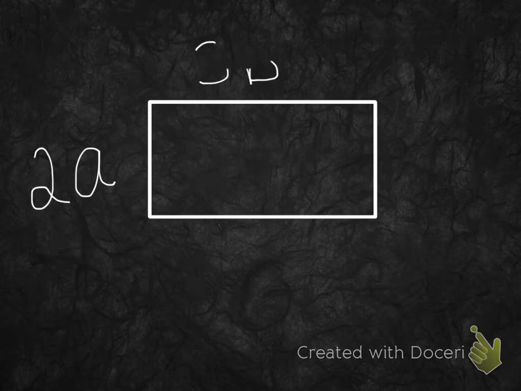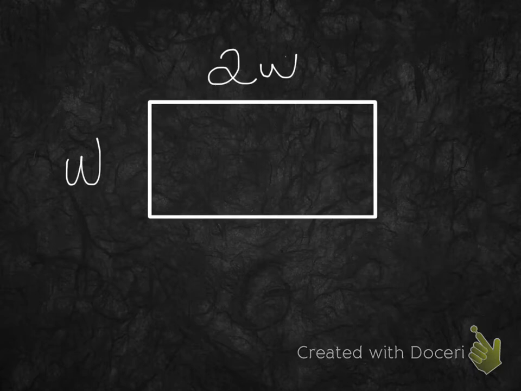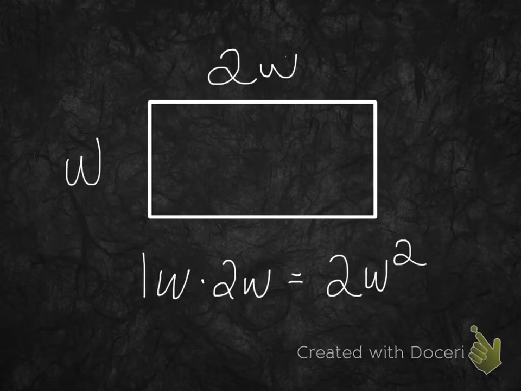I'm going to do one more thing to you. Change the A's and B's, change the 3's and 2's. What if I told you this was W and this was twice the width? Now think for a minute. You've got to use your laws of exponents, right? Because you're multiplying like bases. So what is W times 2W? Well, it's a 1W, right? So the 1 times 2 gives you 2. What's W times W? You know it. W squared. So the area of this rectangle would be 2W squared.